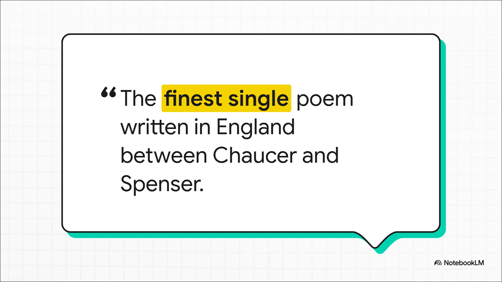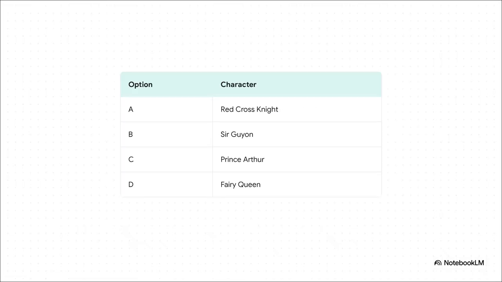And the answer is C, Thomas Sackville's Induction to a Mirror for Magistrates. According to the guide, this specific work just stands completely alone as the absolute finest single poem of that weird in-between period. Question 3 actually takes us directly to one of those titans.